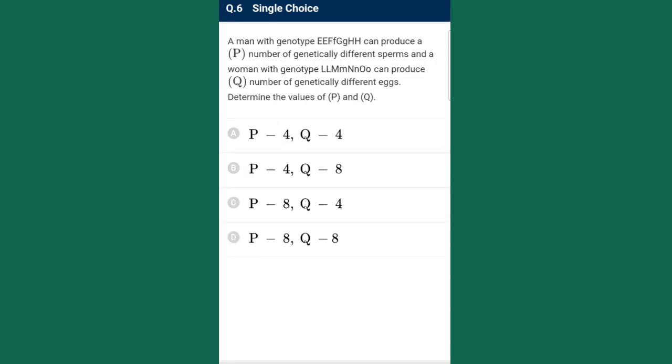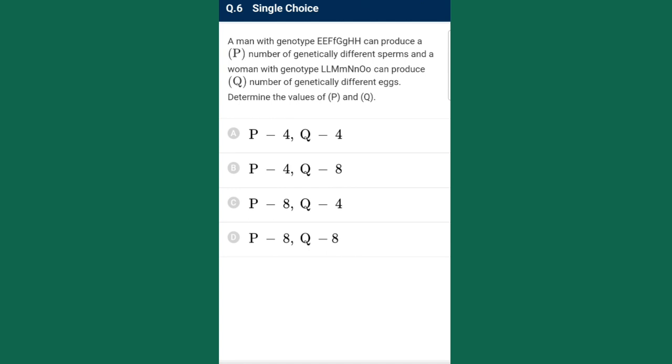Question number 6. A man with genotype capital E, capital F, capital G, small g, capital H can produce a capital P number of genetically different sperm, and a woman with genotype capital L, capital M, small m, capital N, small n, capital O, small o can produce Q, the number of genetically different eggs. Determine the value of capital P and Q.